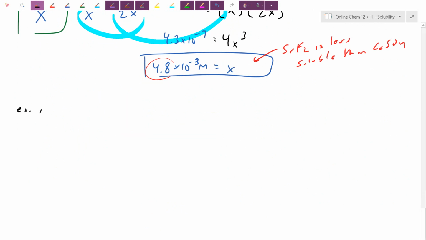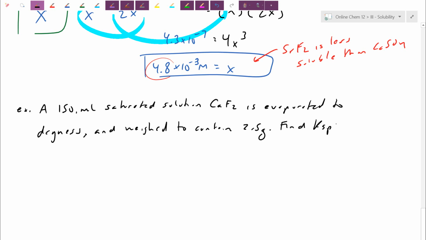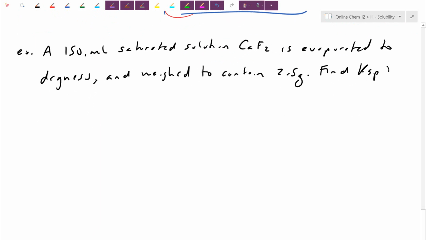I want to do here a 150 milliliter saturated solution of CaF2 is evaporated to dryness. Sounds kind of strange. Okay, it's evaporated to dryness and weighed. I find the mass and weighed to contain 2.5 grams. I want you to find or determine the KSP. All right? So that's how this question is worded.